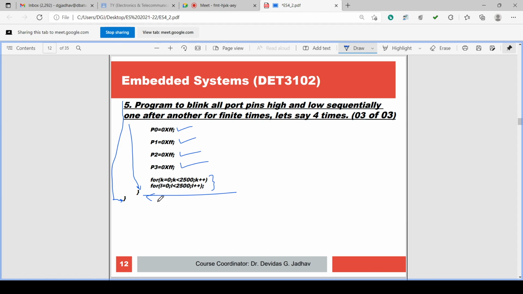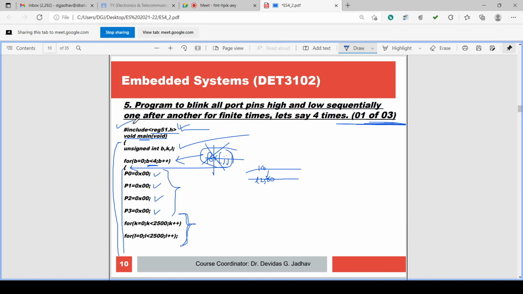After this it will again go to the top of this instruction block, and the top of the instruction block is here. So for b equal to 0, b less than 4, b plus plus, this complete block will execute 4 times. So again all P0, P1, P2, P3 are high. At the start of this they are again made low. All the 32 pins will become low, and then the procedure logic repeats. Okay, this logic repeats.